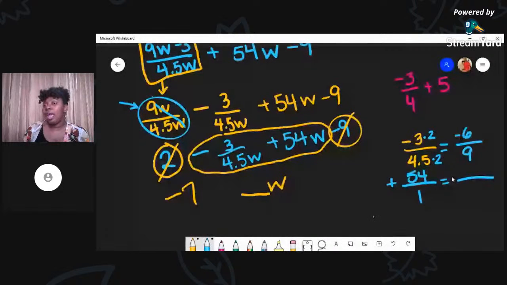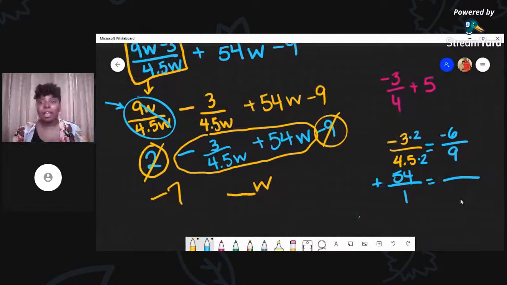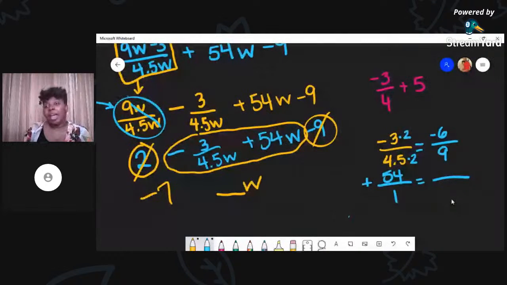Watch this. Now I have -6/9. What does that reduce to? That would go down to 2/3. That's a lot prettier to deal with. So now I have a -2/3.